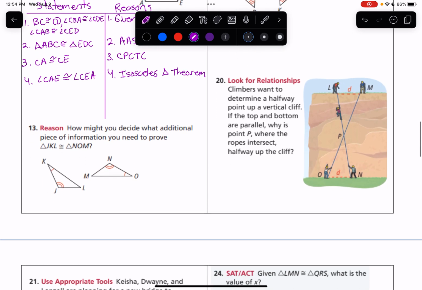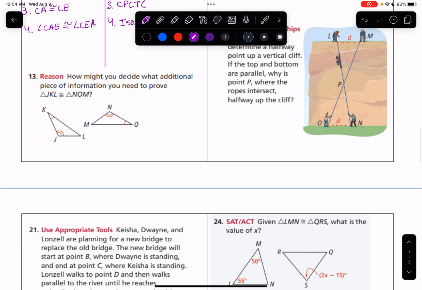All right, number 13. How might you decide what additional piece of information you need to prove that triangle JKL is congruent to triangle NOM? So we should probably decide what congruence theorem we want to use. Because if we wanted to use angle, side, angle, we would need different information. So to use angle, side, angle, we would need to know that JK is congruent to NO.